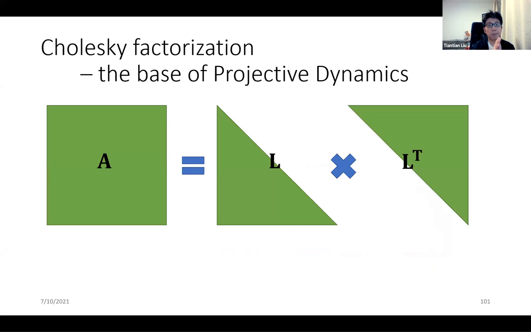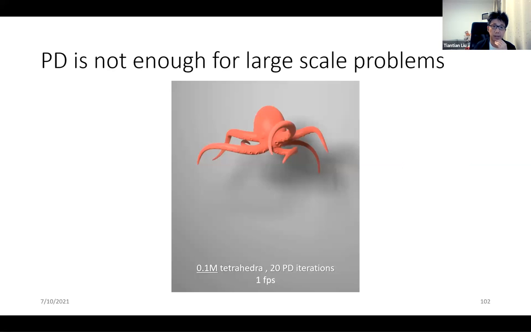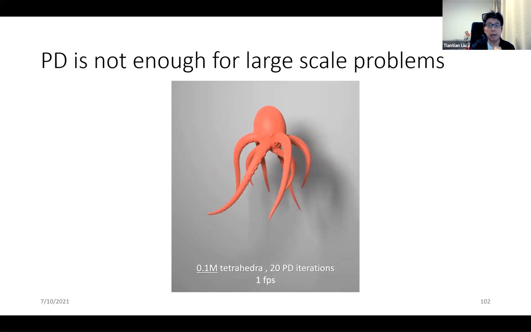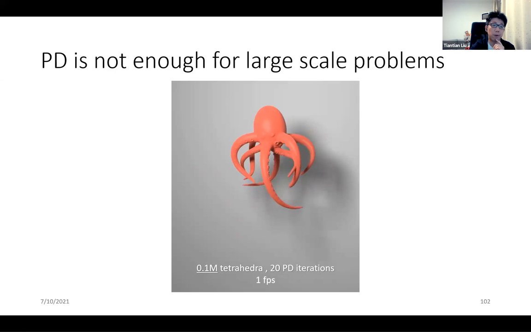The basis of projective dynamics and its follow-ups is to use a pre-factorization of the system matrix. Heavily relying on this pre-factorization, projective dynamics does not work too well on parallel computing hardware. For example, in this octopus example with 0.1 million tetrahedra, 20 PD iterations will cost around 1 second per frame.